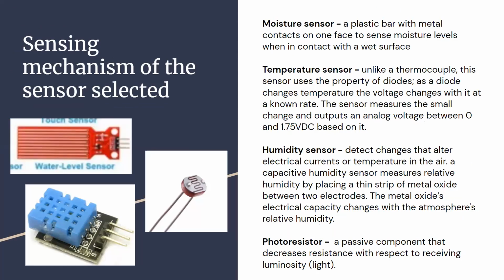The sensing mechanisms of the sensors we're using. So the moisture sensor is a plastic bar with metal contacts on one face to sense the moisture levels when in contact with a wet surface. These moisture levels will be converted to voltage to allow us to manipulate the values when needed.